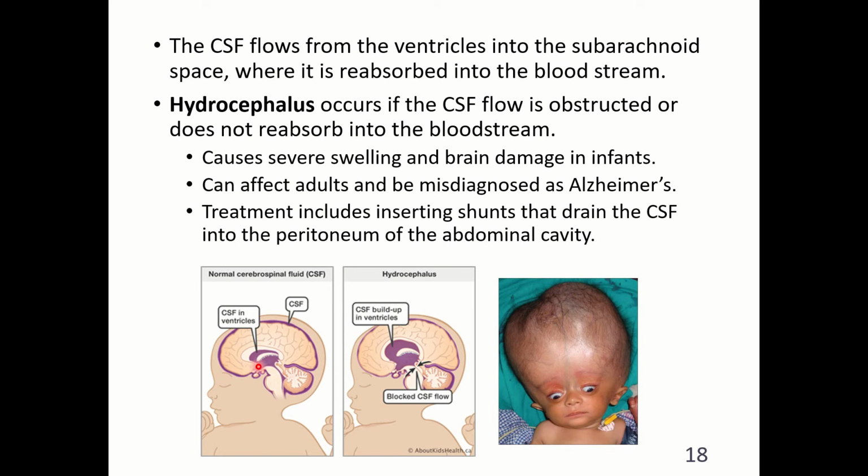In this illustration, we see normal cerebrospinal fluid draining into the bloodstream, or being absorbed into the bloodstream. In hydrocephalus, the cerebrospinal fluid builds up in the ventricles. There's blocked flow. And this is a picture of an infant with hydrocephalus. And the reason that their head can expand so large is that they still have the presence of fontanelles, which allow for the rapid brain growth that occurs during the first year of life.